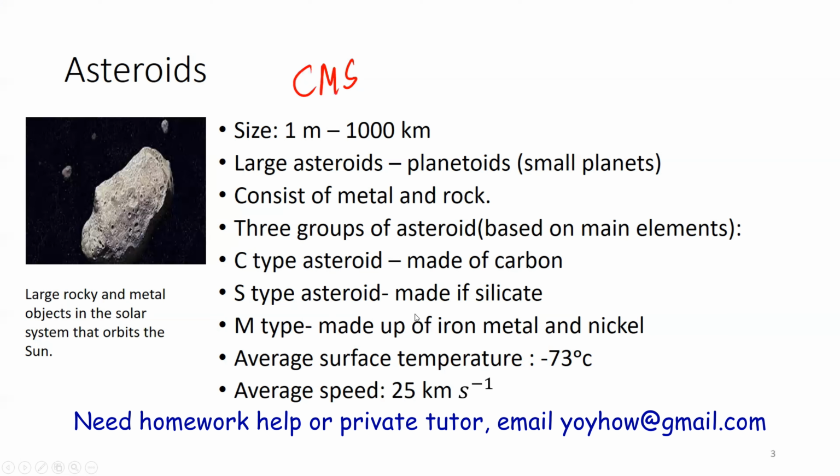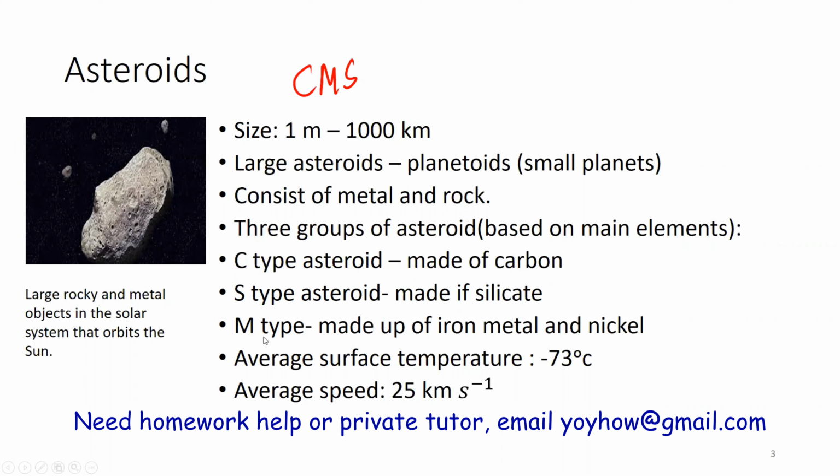Before we go to silicate, carbon: normally you can find carbon in your water filter, the carbon filter, and in your pencil. And the S-type asteroid is made out of silicate. Silicate is one of the components we use to make glass. Your sand also has silica, and silica gel too. And then we have the M type. M refers to metal.